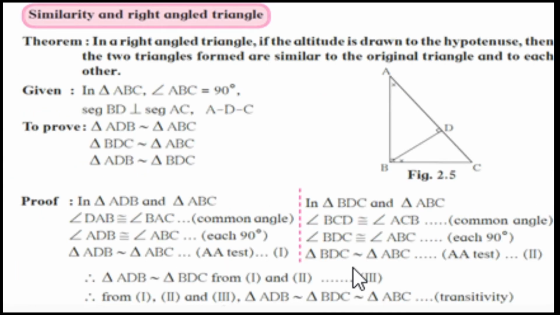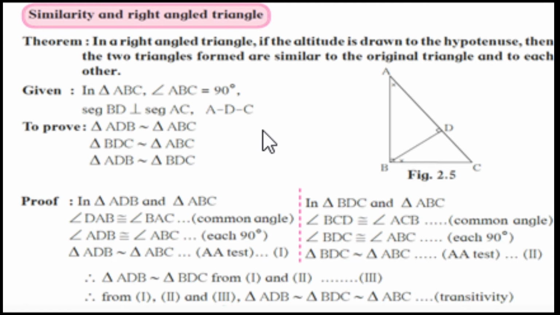Next, we have to see the similarity and right angled triangle. What is the theorem? In a right angle triangle, if the altitude is drawn to the hypotenuse, then the two triangles formed are similar to the original triangle and to each other. So this is our right angle triangle ABC. We have taken this altitude BD, so BD perpendicular to segment AC.